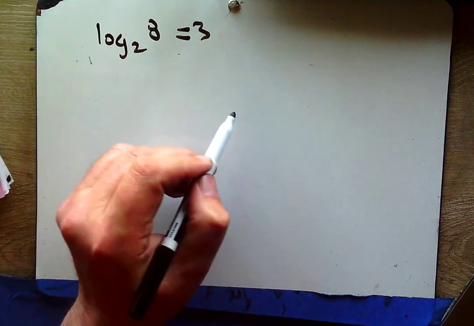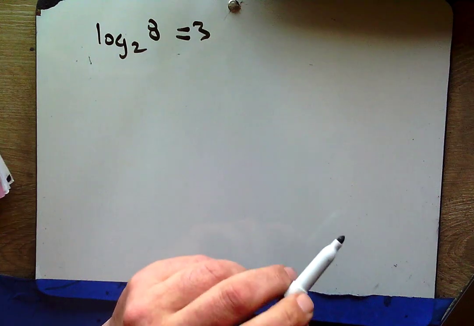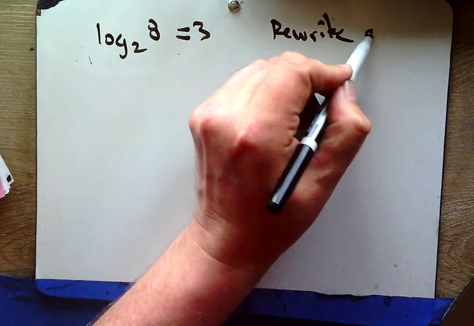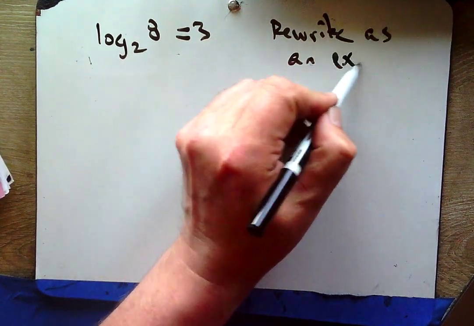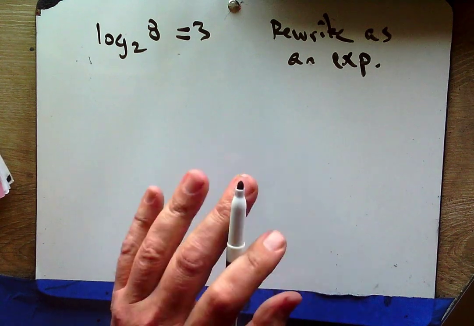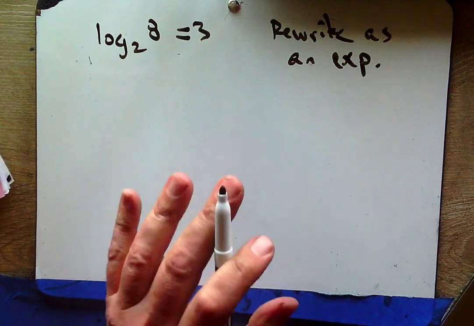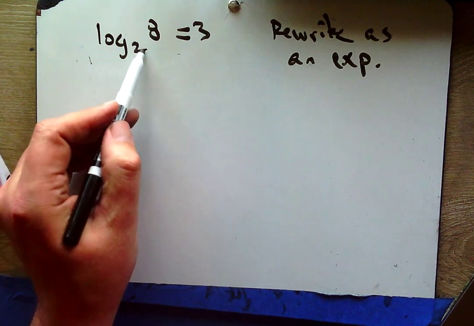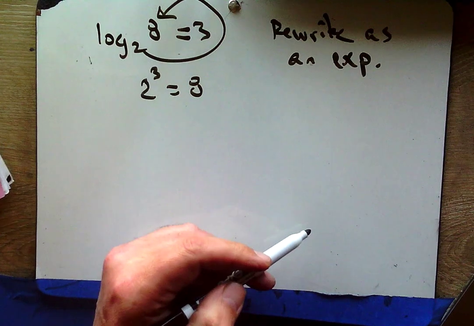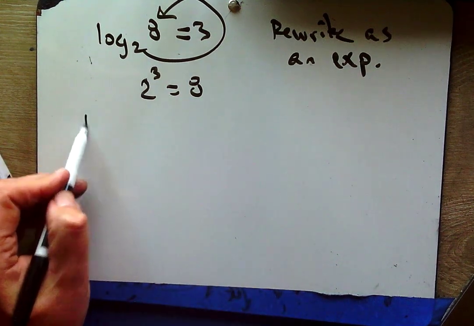Okay, so log base 2 of 8 equals 3. Would you please rewrite this as an exponential expression? 5, 4, 3, 2, 1. Base, power, answer. 2 to the 3rd equals 8. Done. How about this one?